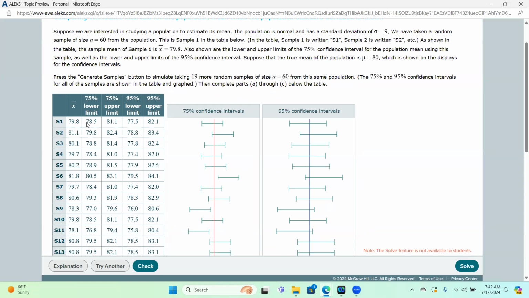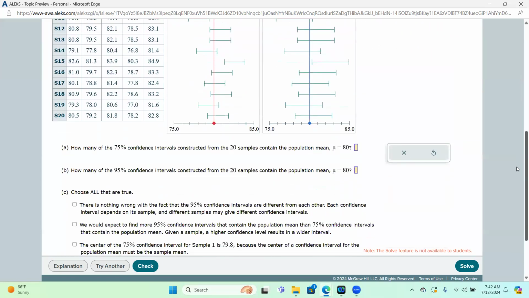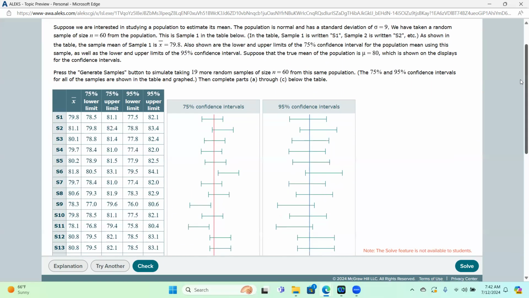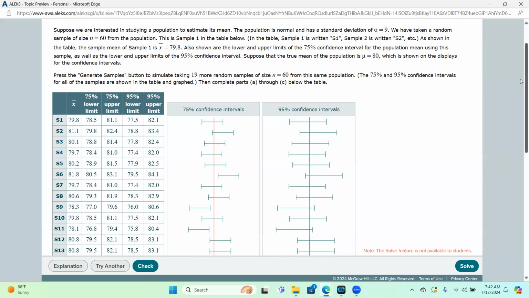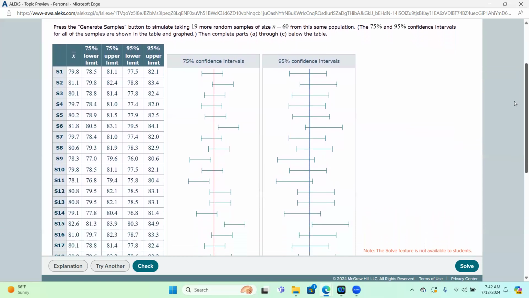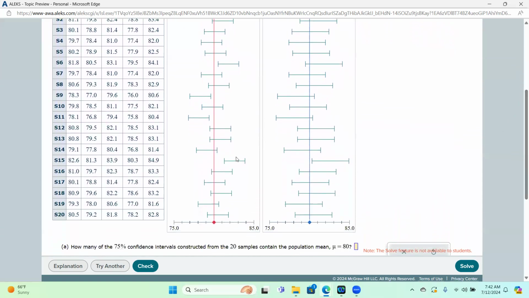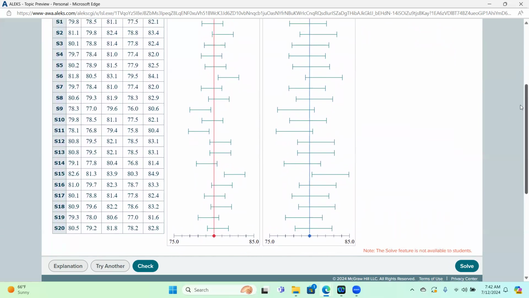So sample 1, they already created the lower and upper limit for a 75% confidence interval, and they created a lower and upper limit for a 95% confidence interval. And the mean for the sample in sample 1 is 79.8. And then over in the columns, if you scroll down, they did this for 20 samples. And each of the sample sizes are 60. And then we have the columns for the 75% and the 95%.